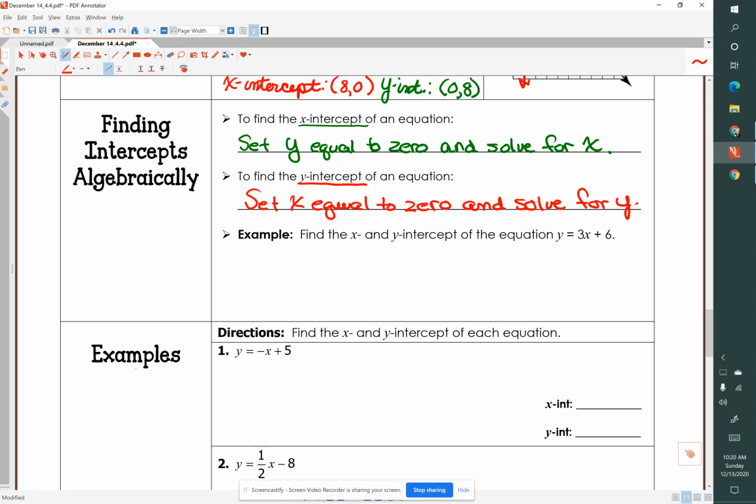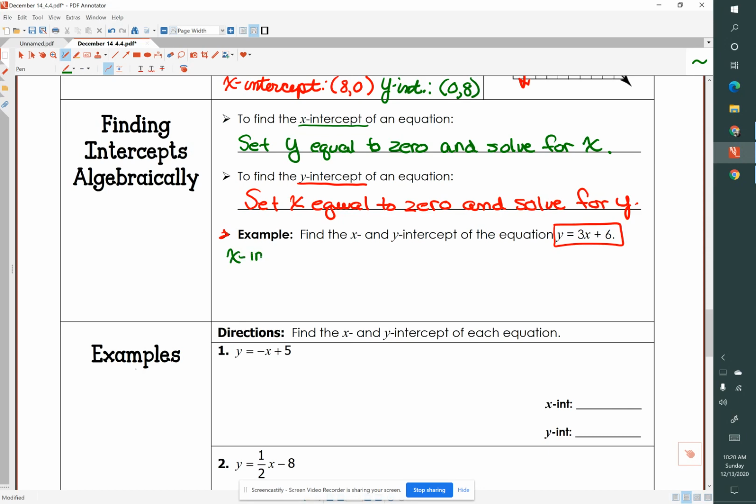So let's look at our first example. Our example asks us to find the x and y-intercept of the equation y equals 3x plus 6. So we can see that this equation is written in slope-intercept form. So let's find the x-intercept first.